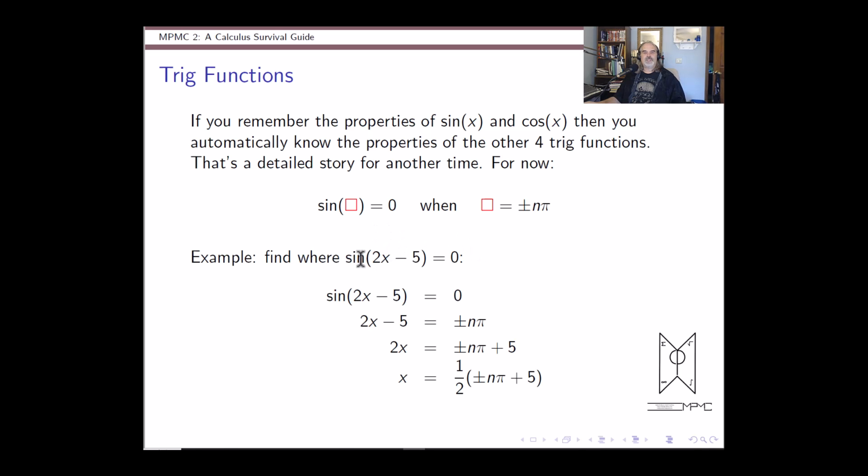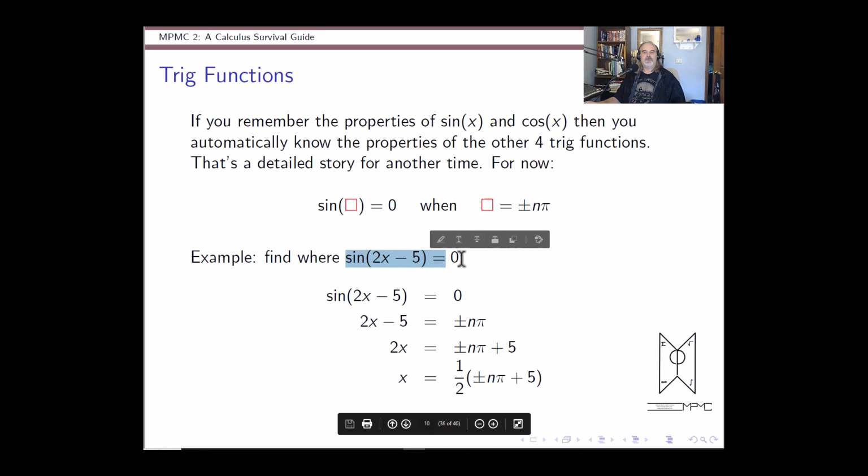a root, okay? So if we're trying to solve sine of 2x minus 5 equals 0, well, that is going to happen when 2x minus 5 happens to be a multiple of pi. 2 pi, 3 pi, 4 pi, negative 2 pi, negative 3 pi, negative 4 pi, 0 pi, etc. So solve this for x, add 5 to both sides, divide by 2, and here you go. So there are lots and lots of values of x where the sine of 2x minus 5 hits 0.